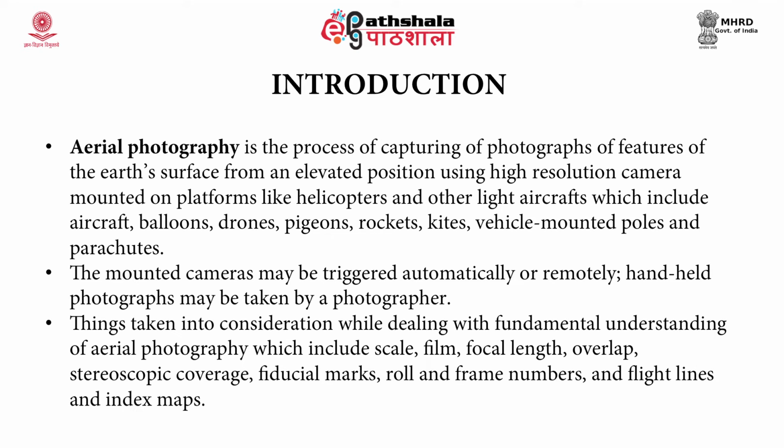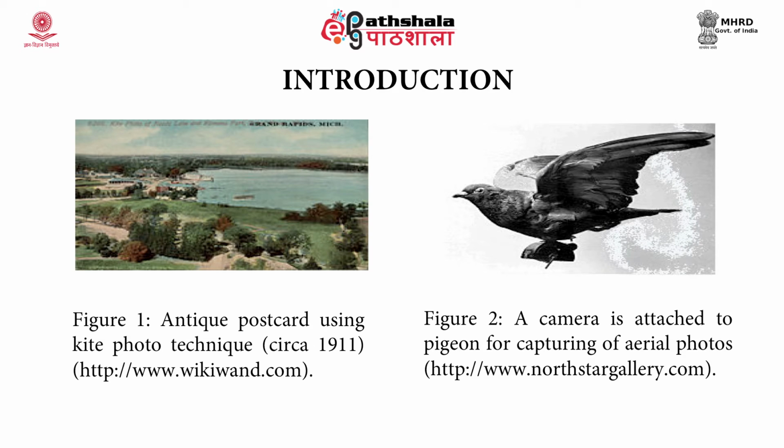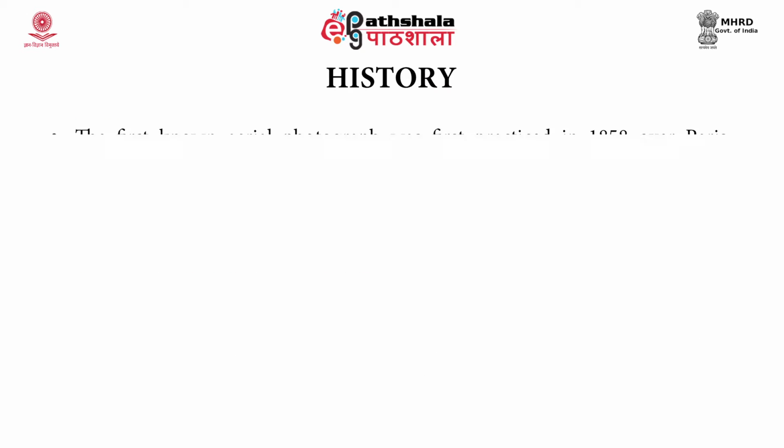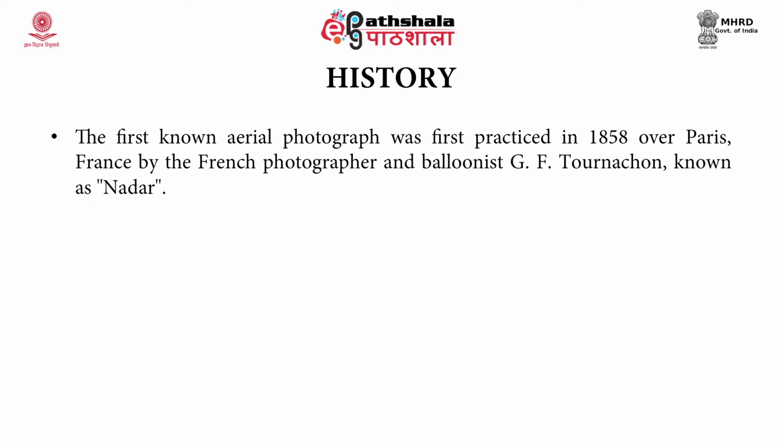There are certain things that are taken into consideration while dealing with the fundamental understanding of aerial photography. These include concepts such as scale, film, focal length, overlap, stereoscopic coverage, fiducial marks, roll and frame numbers, and flight lines and index maps. We shall be dealing with these concepts in the subsequent slides. But before that, coming to the history of aerial photography.